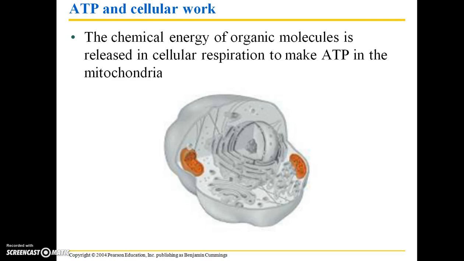Okay, moving on to ATP and cellular work. When we take in food, we need to convert the energy in those food molecules to ATP, which is the cellular currency that all of our cells use to perform their functions. The chemical energy of organic molecules is released in the process of cellular respiration, and its goal really is to make ATP within the mitochondria, which are the powerhouse of eukaryotic cells.